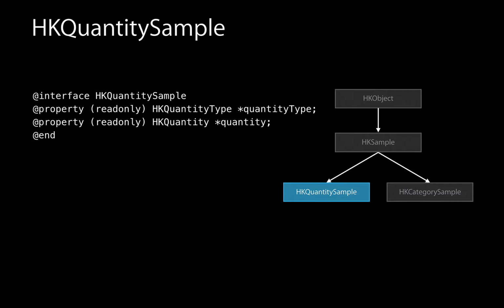We'll start off with HK quantity sample. This is by far the most common kind of HK object in HealthKit. They're how we store quantities in the database. Every quantity sample has a quantity type. This is what kind of data the sample represents. They also have a quantity, which is the value of the sample. It's important to note that your quantity's unit and your quantity type need to match up. Every quantity type expects a certain kind of unit, and if there's a mismatch here, then we'll throw an exception.